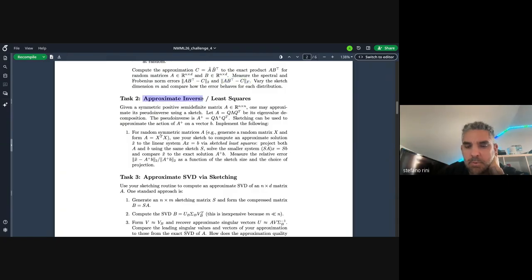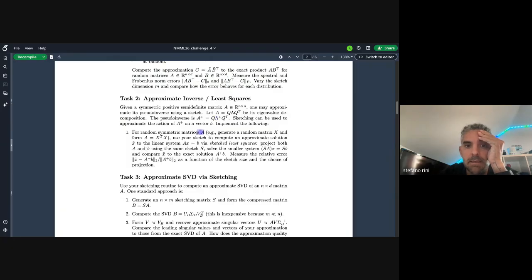Then we go ahead and approximate not only matrix multiplication, but also pseudo inverses. So now we take a sketch of the matrix. We have the matrix A, which is positive semi-definite, and we have A equals Q sigma Q transpose. Q is your eigenvector matrix and sigma holds the eigenvalues. Now we try to approximate the pseudo inverse using sketching.